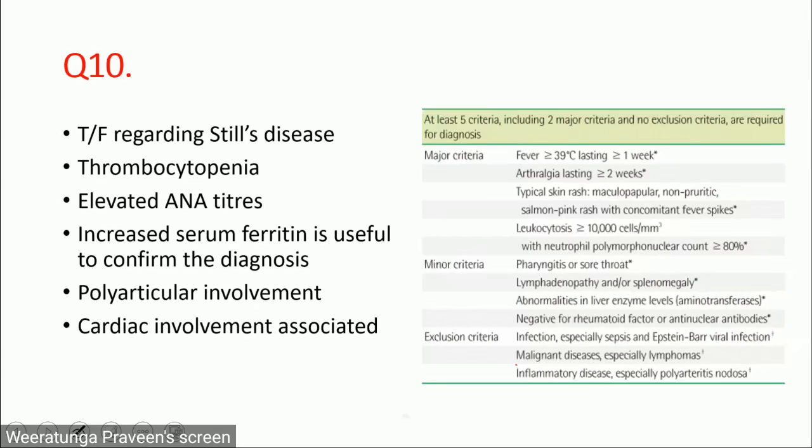Now, the problem is that Still's disease, for the general principle is that there is a diagnostic criteria which is called Yamaguchi criteria.